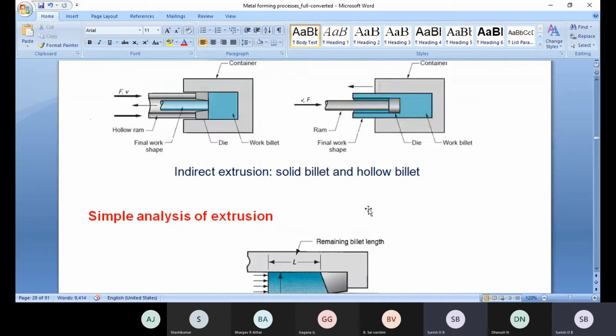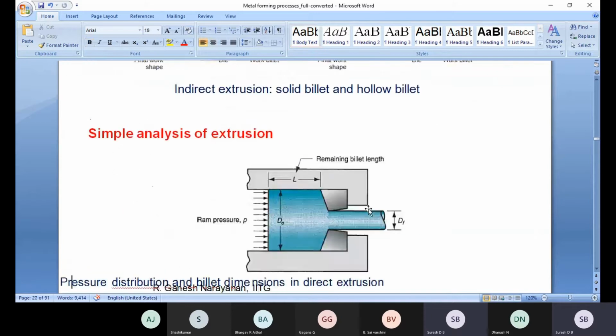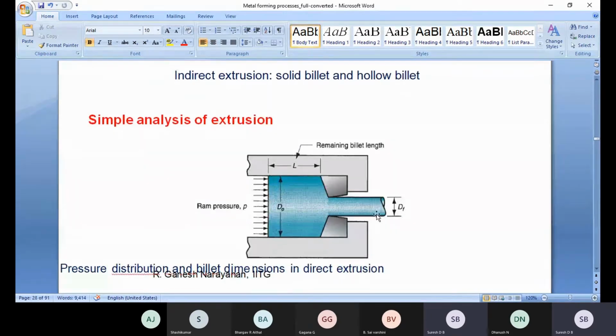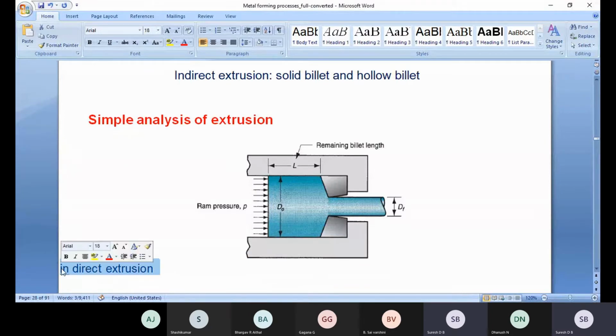Next, simple analysis of the extrusion process. In the indirect extrusion process, how the force moves, how the material is compressed, and how the compressed material moves between the two dies. Here it is the same as the direct or indirect extrusion process.